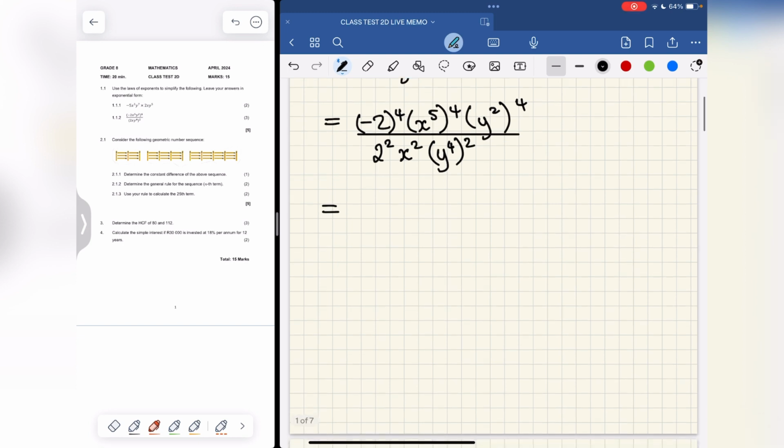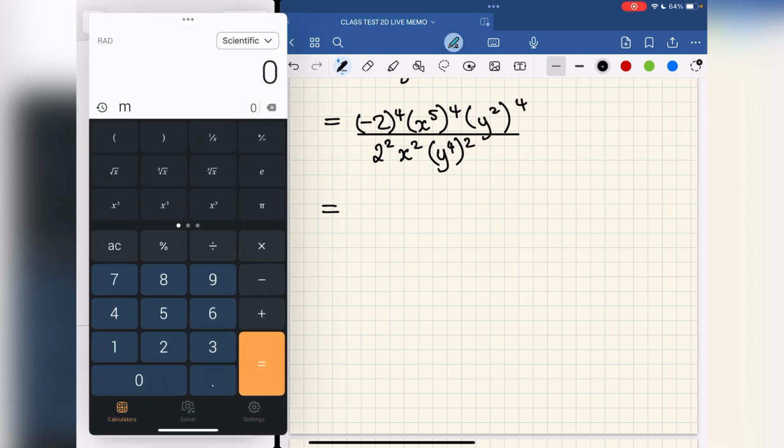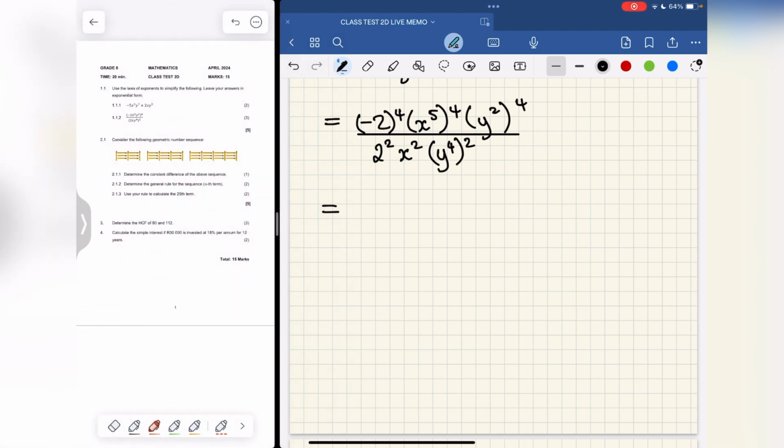So in our numerator, negative 2 raised to the power 4, if you are uncertain of how that will pan out, just use your calculator. So I've got negative 2 inside the bracket, and I've got raised to the power 4. You can do the same thing on your calculator, and you'll find that your answer is 16. Okay, please don't take chances if you are not certain. Just use your calculator if you are in doubt.